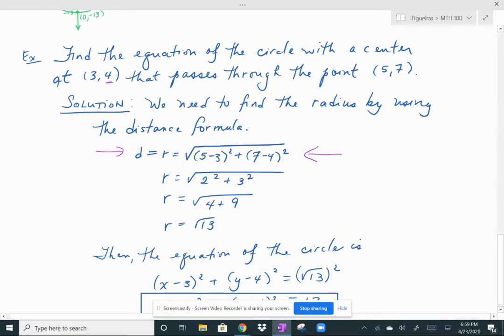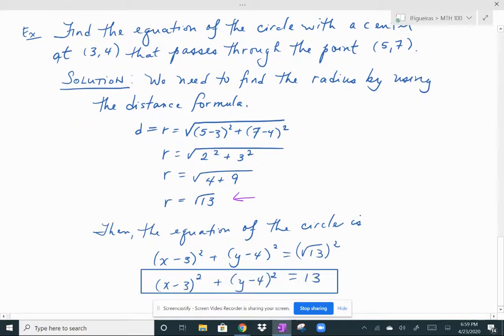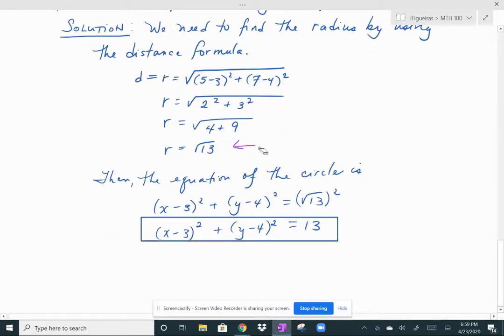And when you do the subtraction, you get 2 squared plus 3 squared inside the radical. Square each of those numbers, and you get the square root of 4 plus 9. And we know that the square root of 4 plus 9 is just the square root of 13. You have to add what's inside the radical. 13 doesn't simplify, but it does allow us to come up with the equation of the circle.